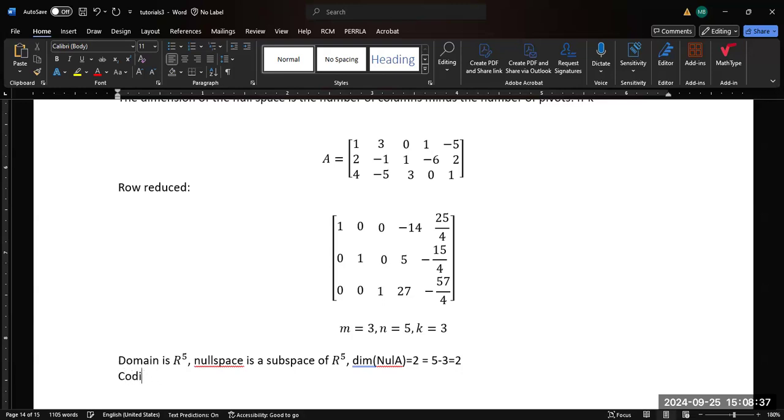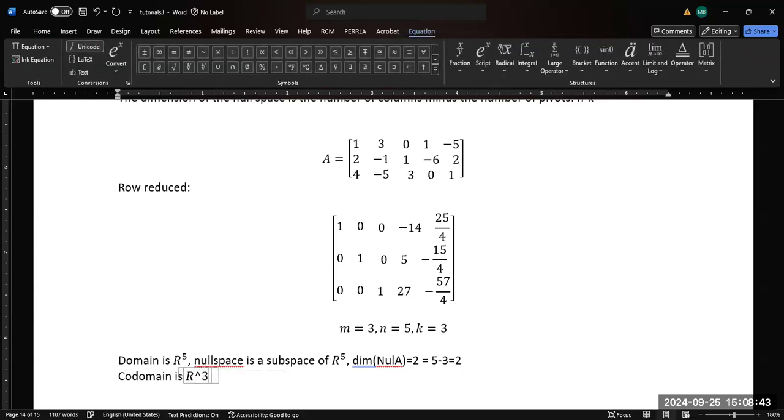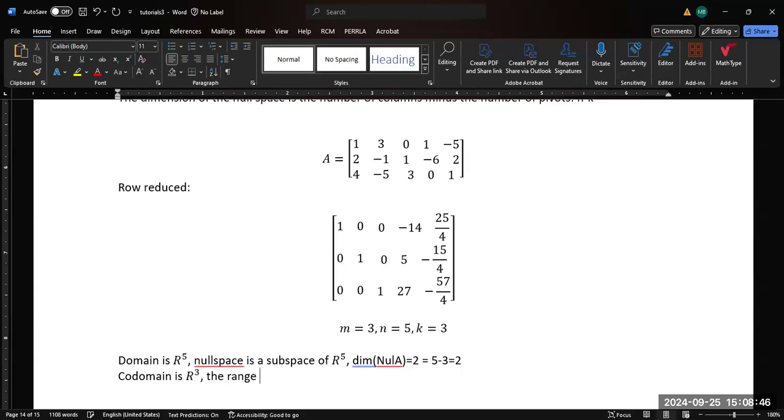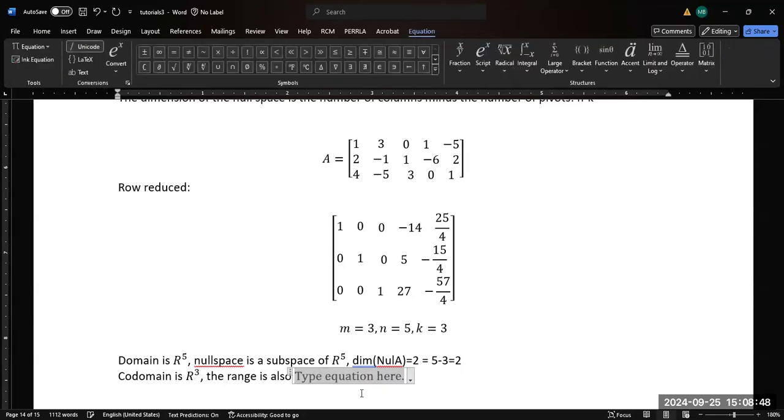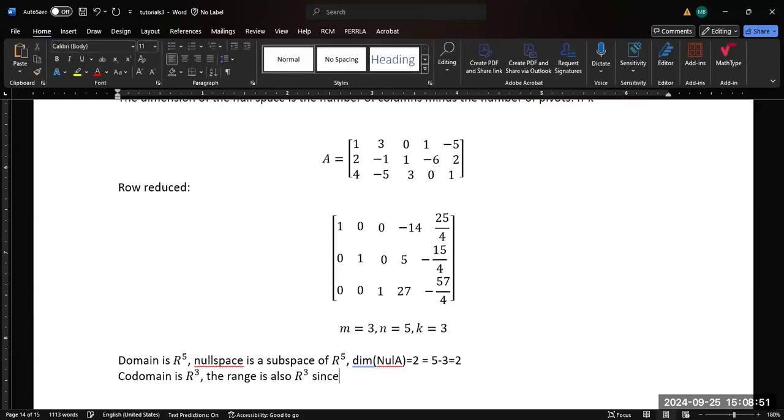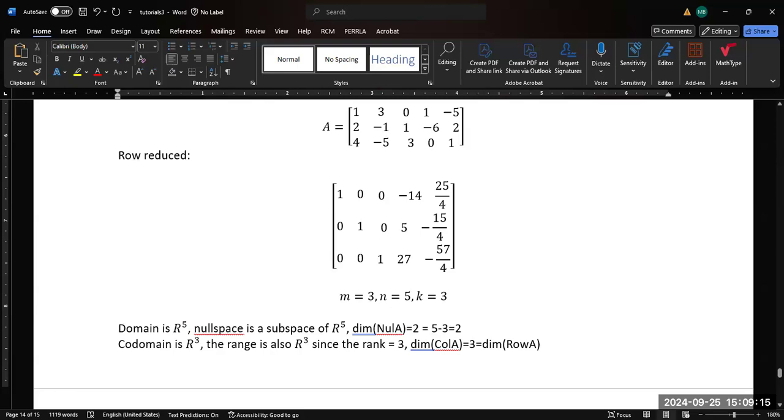The codomain is R3. The range is also here R3, since the rank, the number of pivots, is 3. The dimension of column A is 3, and that is also equal to the dimension of row A. The rank, the dimension of column A, the dimension of row A, they're all the same, and it all depends on the number of pivots. And as I said, the codomain and the range may be equal or they may not be equal.